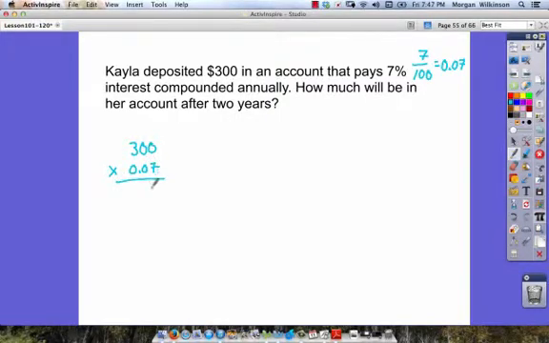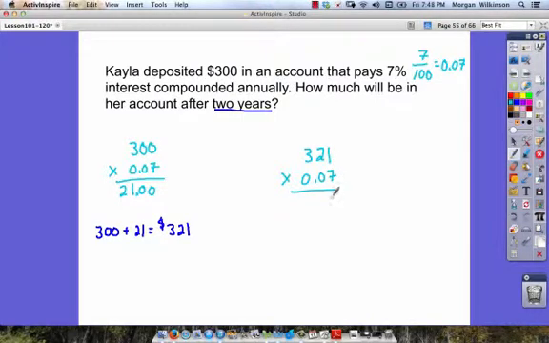7 times 0 twice is 0 twice. And 7 times 3 is 21. Decimal moves out twice, so decimal moves in twice. She's earned $21 at the end of her first year. So 300 was what she started with, plus that $21 must equal $321. Now that's not our answer, because the question said after 2 years. So at the beginning of the second year, she starts with $321. She gets paid 7% interest, so 0.07.